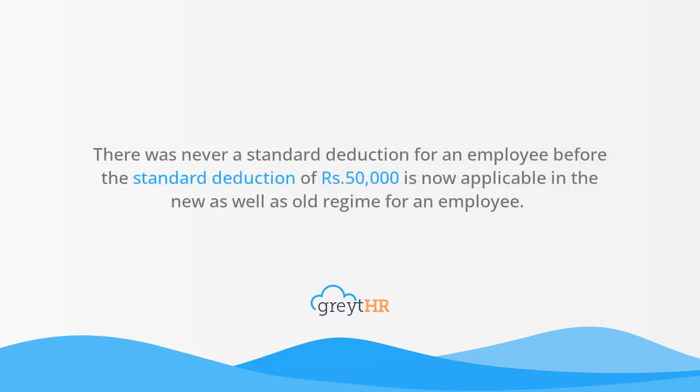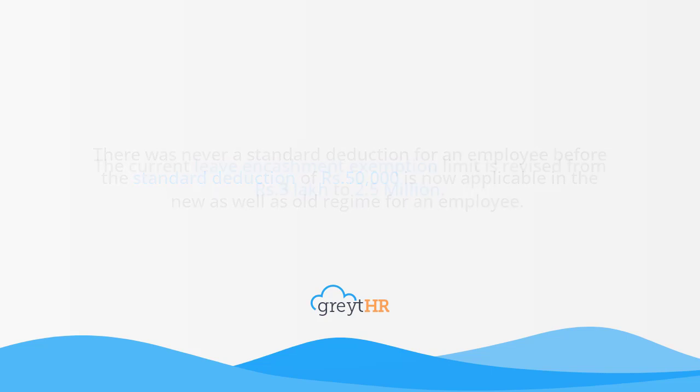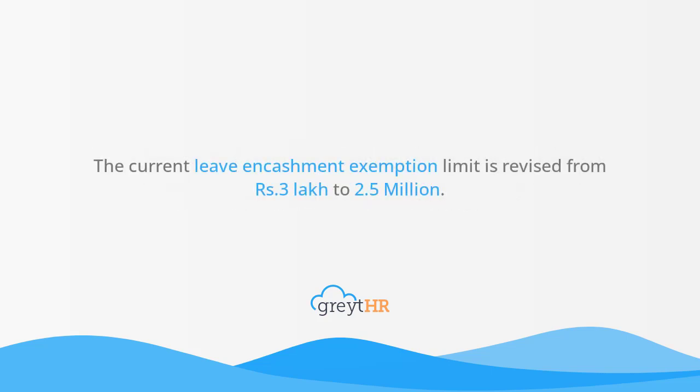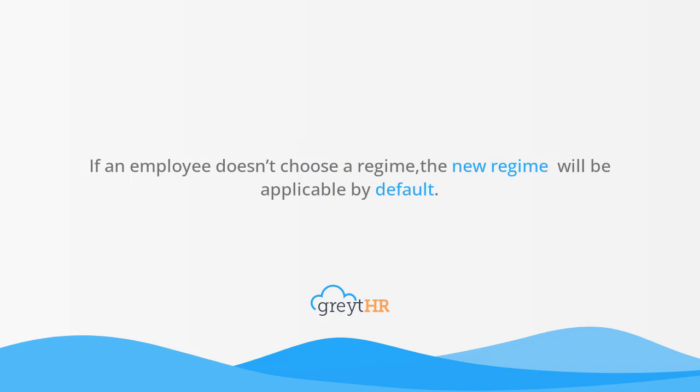There was never a standard deduction for an employee before. The standard deduction of rupees 50,000 is now applicable in the new as well as old regime for an employee. The current leave encashment exemption limit is revised from 3 lakh rupees to 2.5 million. If an employee doesn't choose a regime, the new regime will be applicable by default.